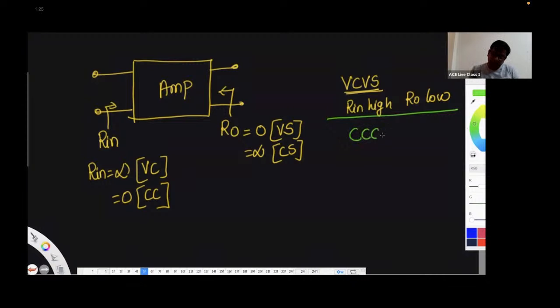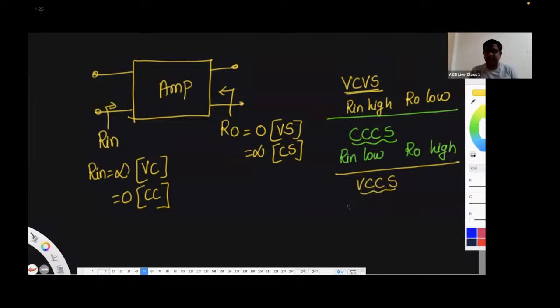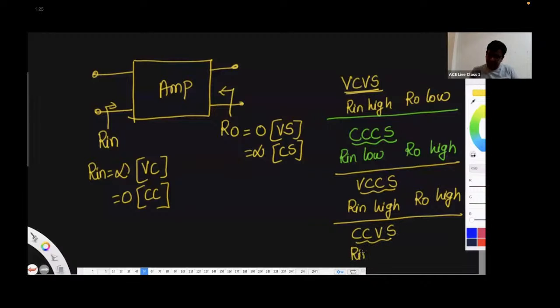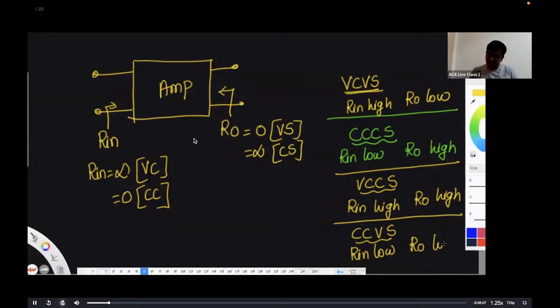So if an op amp was a current amplifier, then its input resistance would have been low and output resistance would have been high. If instead of an op amp, you buy an OTA in the market, an OTA is an operational transconductance amplifier. So if you buy an OTA, then it is a voltage controlled current source, transconductance. So your Rin should be high and R0 also should be high. If it is a transresistance amplifier, then Rin is low and R0 is low.